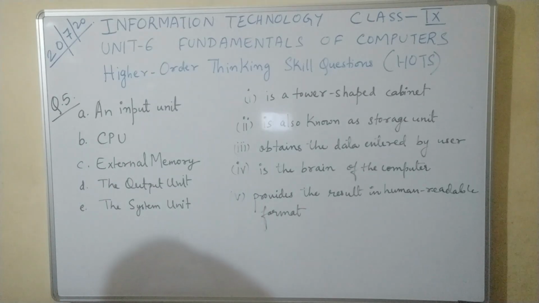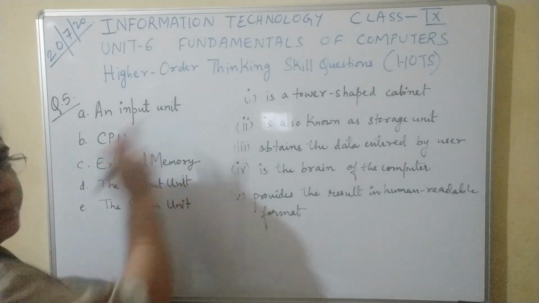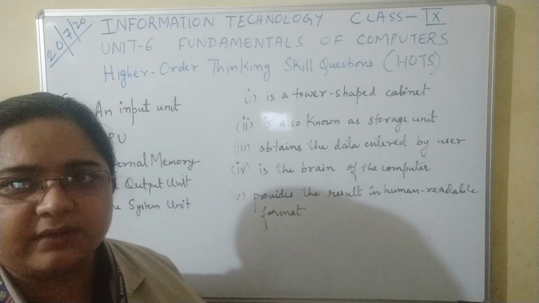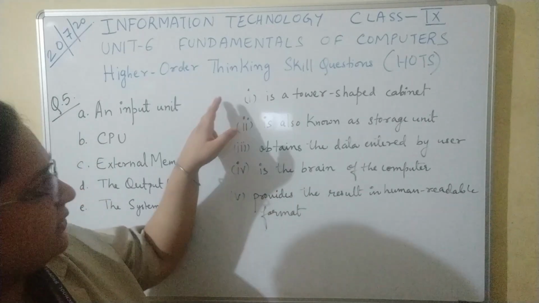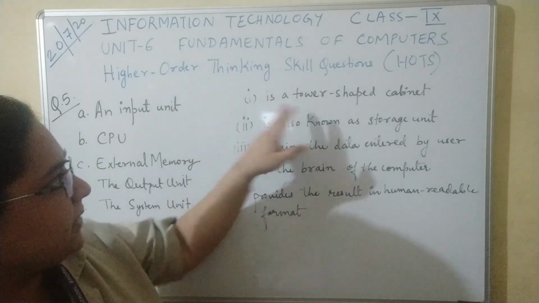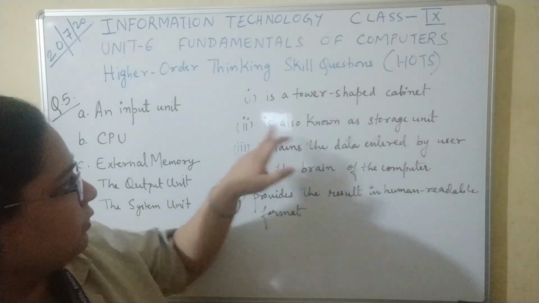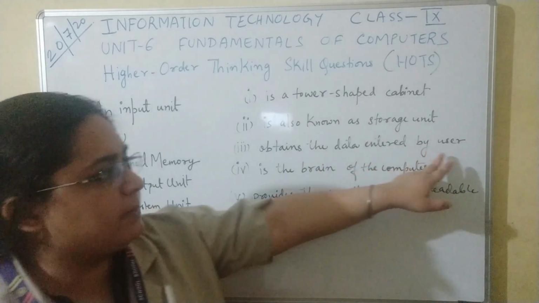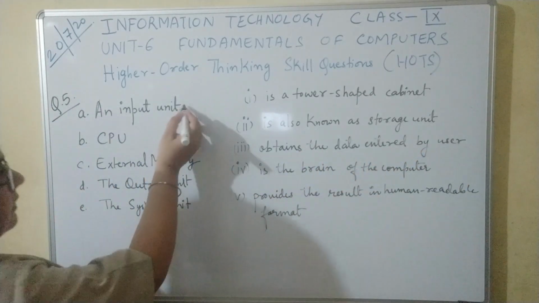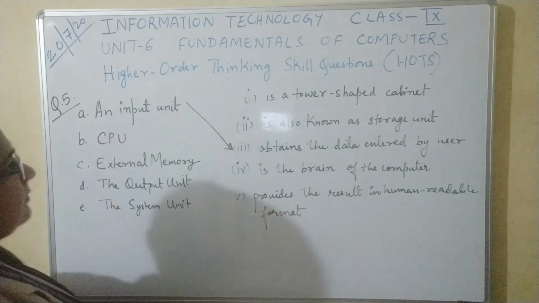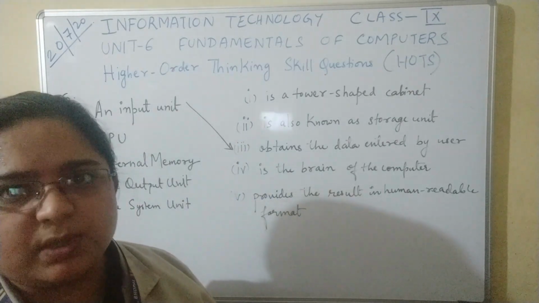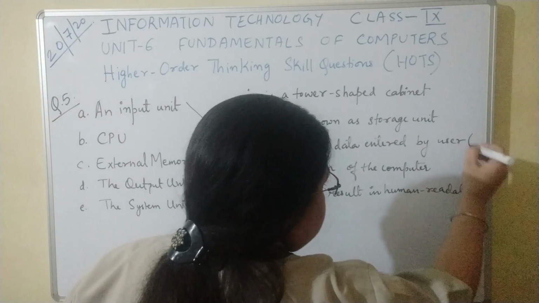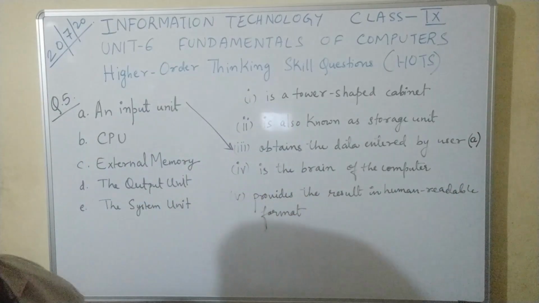The very first thing we are going to see over here is the input unit. What is an input unit? We already know that an input unit is something which takes in some input. So we will start analyzing from the very first one. Is a tower shaped cabinet? No. Is also known as a storage unit? No. Obtains the data entered by the user? Yes. So this is how it is going to be matched. Or alternatively, you can also write its letter, that is A, at the end.